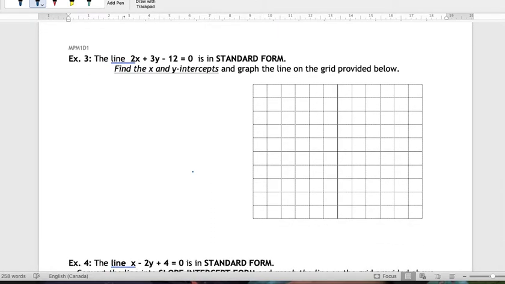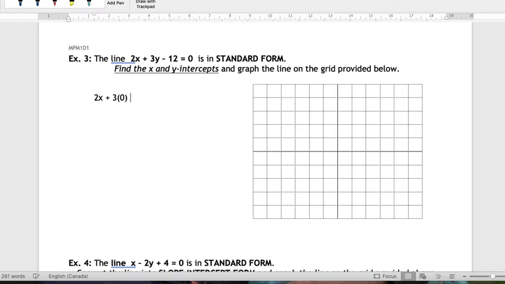Example 3 says the line 2x + 3y - 12 = 0 is in standard form. Find the x and y intercepts and graph on the grid below. So it's basically the same thing that we did above. If we're going to solve for our x-intercept, we're going to make y equal to 0.